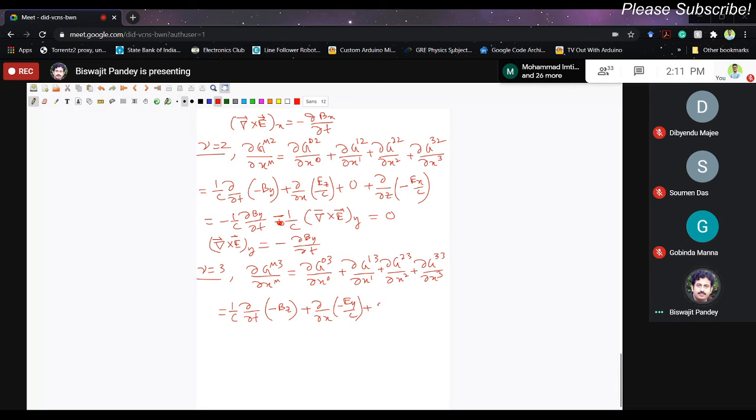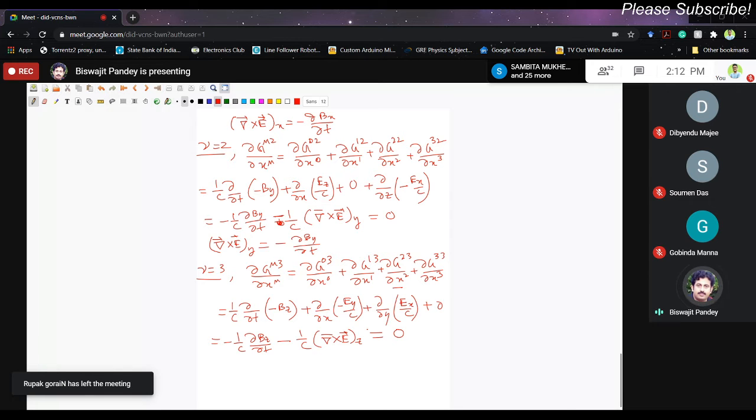Second, this one will be del y, third term, this one, and G23, that is F23: 20, 21, 22, F23 was minus of Bx. So this will be Ex minus, so this will be plus Ex by C. And the third term will be 0 since it's a diagonal term. So again, we have minus of 1 over C del Bz del T, take a minus common, minus of 1 by C common, that will give you 1 over C. This will be curl of E z component, which is again 0 according to the equation del mu G mu nu equal to 0.